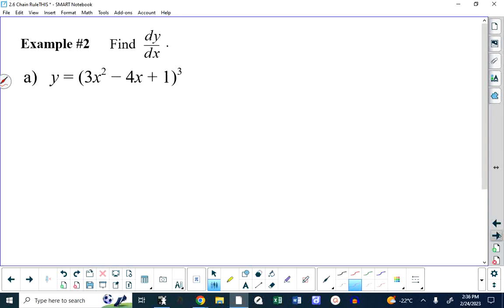So let's take a look at some examples, remembering that we have to follow the rules. So, what is the derivative of y here? I hope everybody would agree nobody wants to take that trinomial and multiply it by itself 3 times.